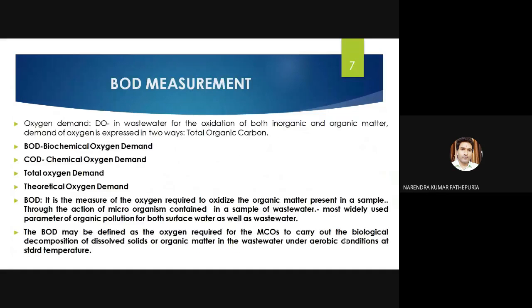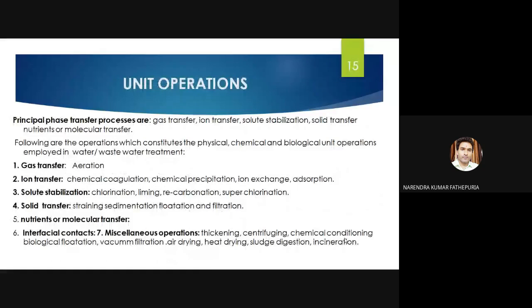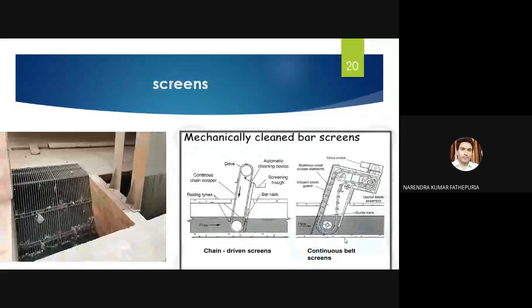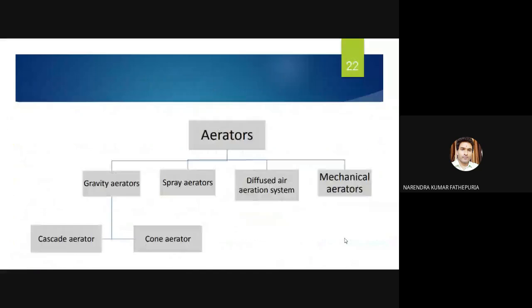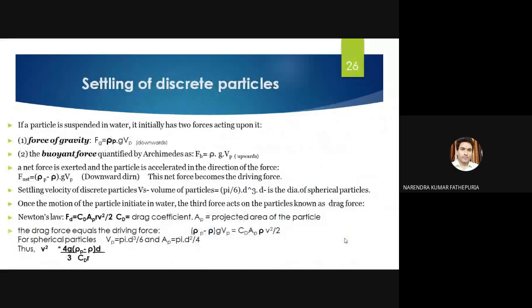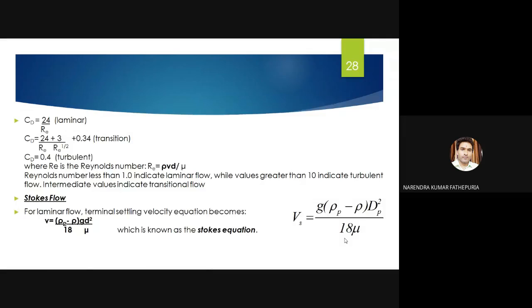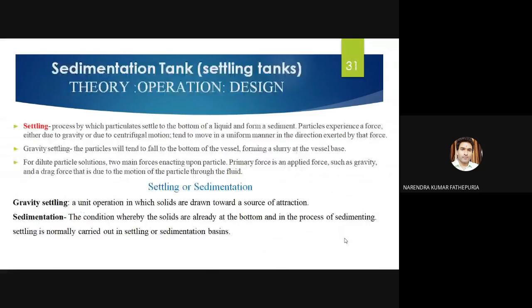These portions we discussed last time: all the water supply, water characteristics, physical, chemical, and biological characteristics, and unit operations of water treatment. We have done some numerical portions also. Aeration, sedimentation, plain sedimentation, sedimentation with and without coagulation, and settling of discrete particles. The Stokes law of discrete particles we have discussed. So these things we have covered.